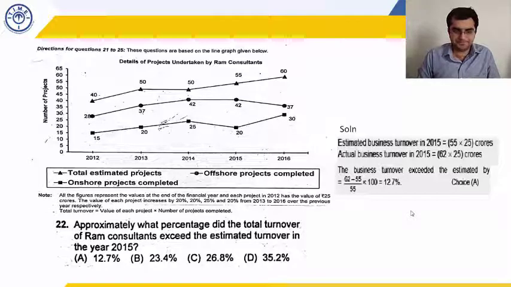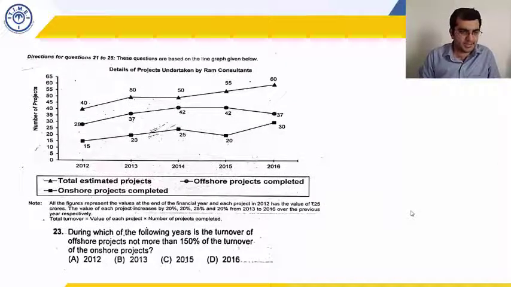Okay, so this data set is a little more complicated because there's more data given to you. Next, during which of the following years is the turnover of offshore projects not more than 150% of the turnover of the onshore projects? Take 30 seconds.